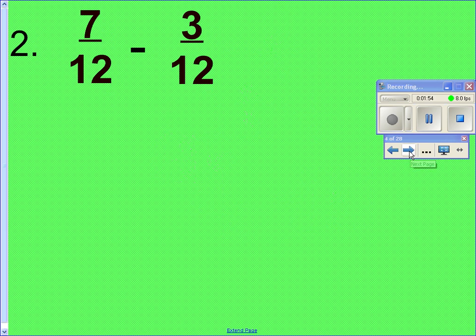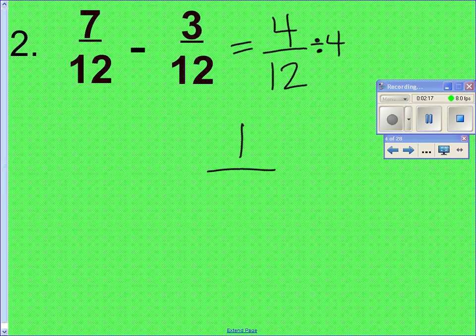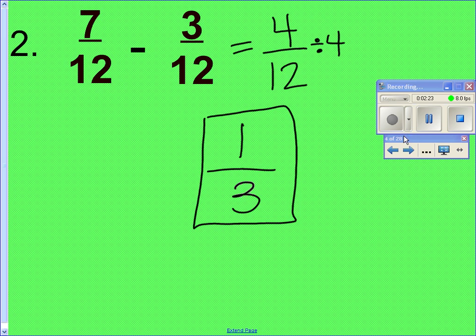Okay, next one. You have 7/12 minus 3/12. So we already have our common denominators. 7 minus 3 is 4. And keep the denominator of 12. We are going to simplify and ask yourself, what number can go into 4 and 12? Well, that's 4. So 4 divided by 4 is 1. 12 divided by 4 is 3. So the simplified answer for this problem is 1/3.